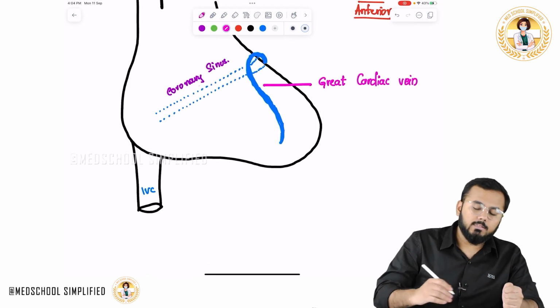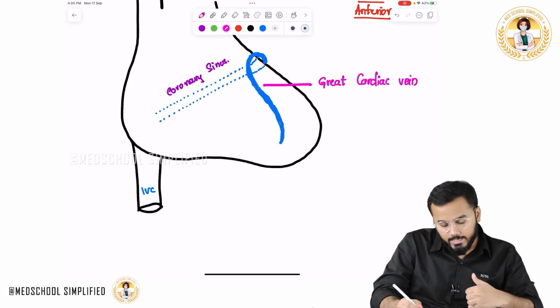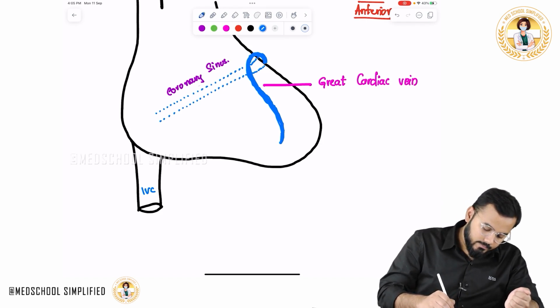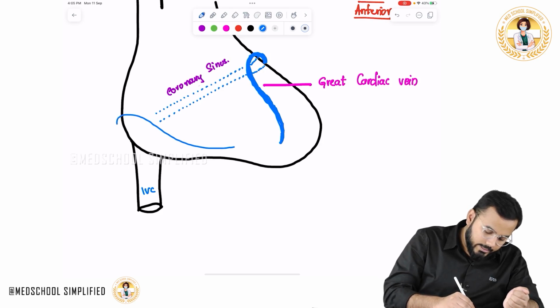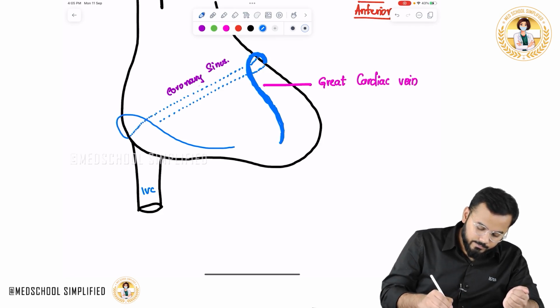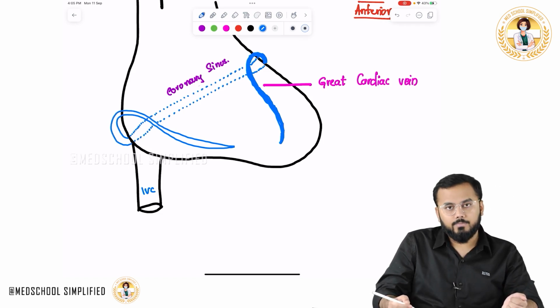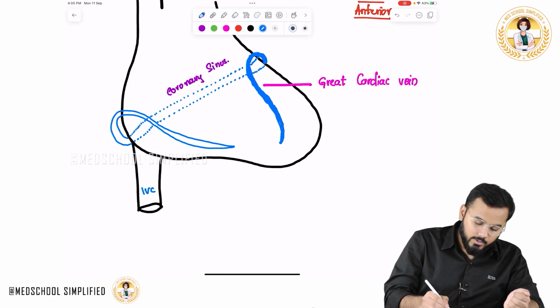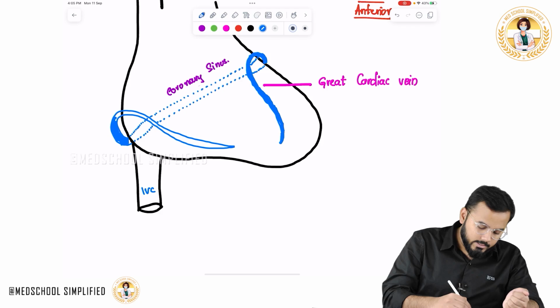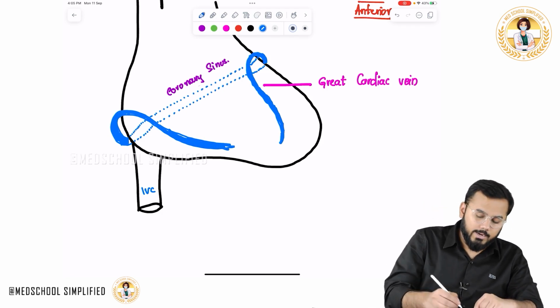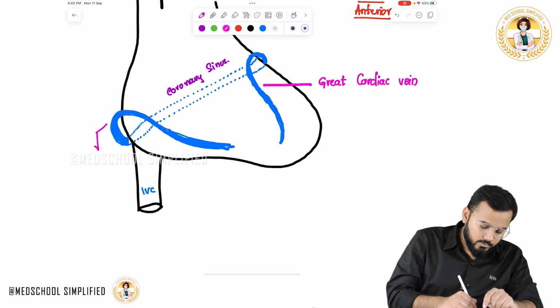In the same way, on the other side there is another cardiac vein draining into the right half. This cardiac vein also starts anteriorly like this, goes back posteriorly, and finally drains into the coronary sinus. This vein is called a small cardiac vein. So one vein is your great cardiac vein, and this vein which I am highlighting right now is your small cardiac vein.